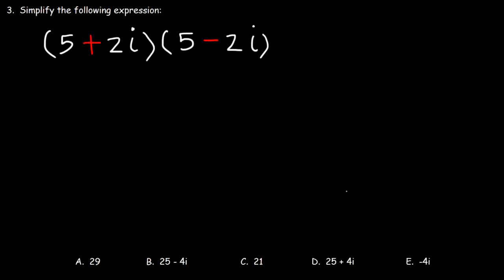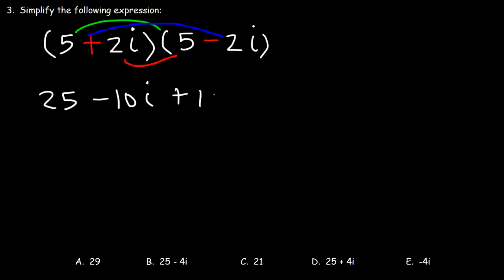Number 3, simplify the following expression. So what do you think the answer is going to be? A, B, C, D, or E? Well, we need to FOIL. 5 times 5 is 25. 5 times negative 2i, that's negative 10i. And then 2i times 5, that's positive 10i. And lastly, 2i times negative 2i, that's negative 4i squared.